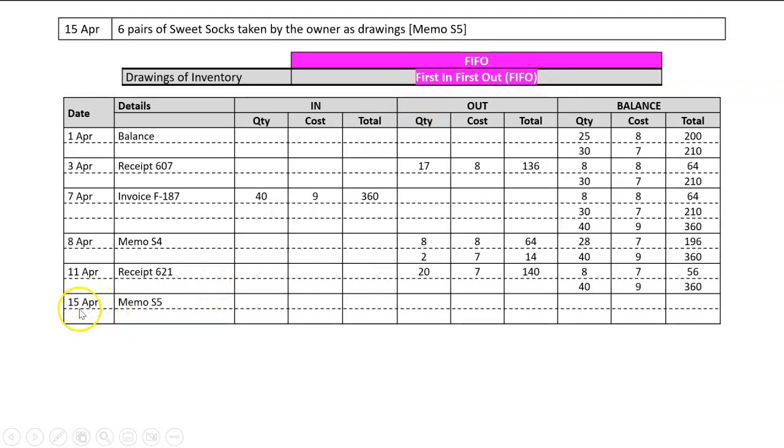So we do the date, 15th of April. Document number, memo S5, and we will assume that the 6 pairs of socks that the owner took were from this $7 pile. So 6 at 7 are gone. So we had 8 at $7 the day before. 6 are gone, so that must mean we've got 2 units left at $7, and we've still got these 40 units at $9 here.